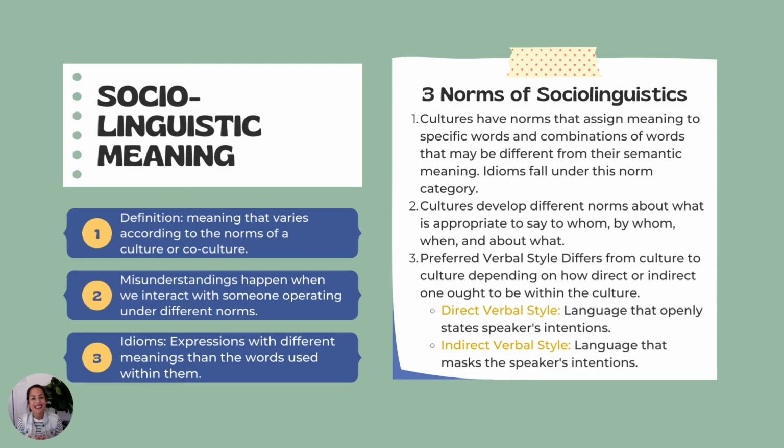But a lot of times we'll use indirect verbal style, like beating around the bush, so to say. See, that would be an idiom. But beating around the bush is to kind of mask our intentions. So direct verbal style is when you're very upfront about your intentions.